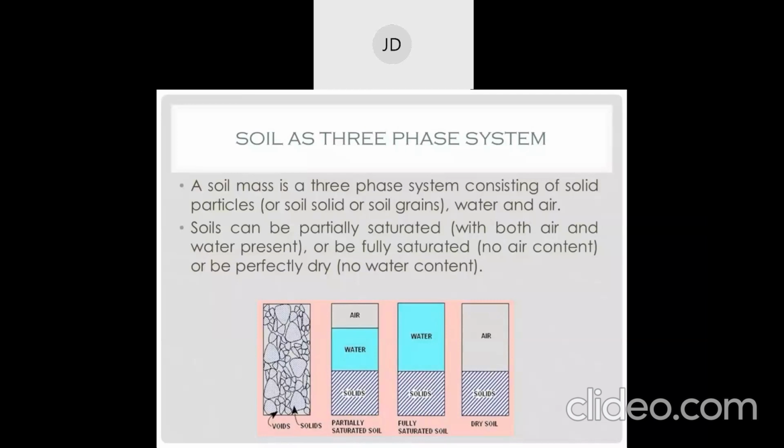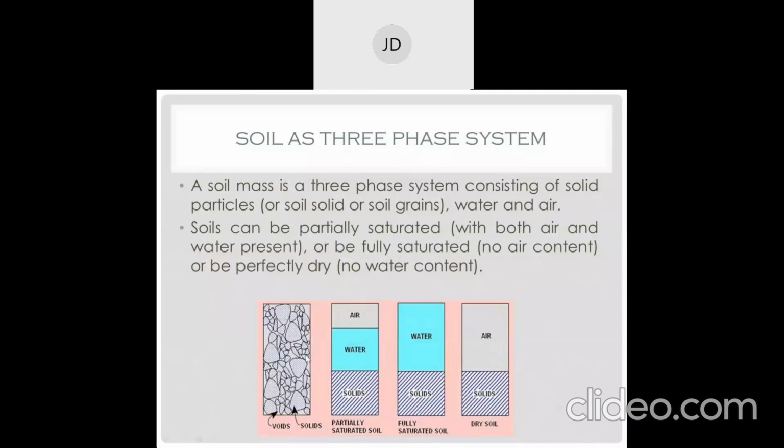It also depends. It's not always the same case. So basically, soil is known to contain three phases: soil solid, water, and air. A soil mass can be partially saturated or fully saturated. Now, before going to this statement, let's discuss this diagram. I think the diagram is visible to you.